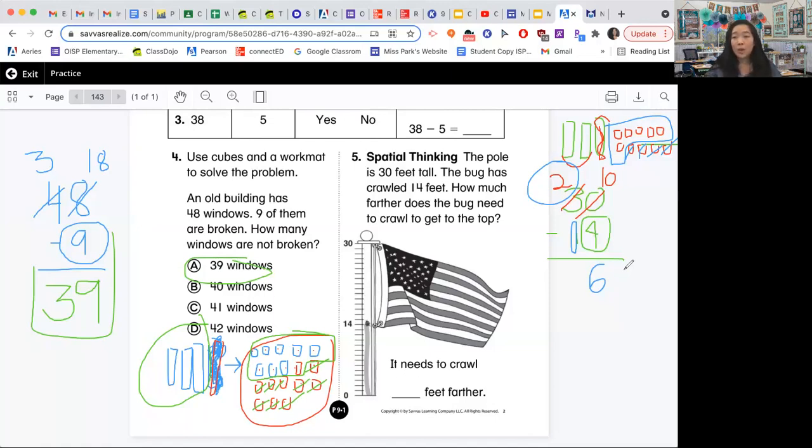What is 2 minus 1? Very good. 1. So how many more feet does the bug need to crawl to get to the top of the flag? 16. 16 feet. Very good, guys.